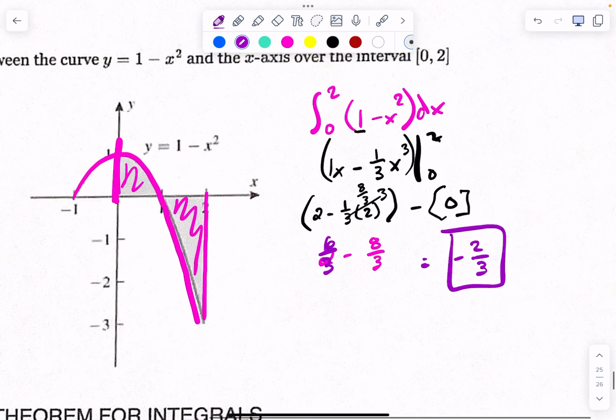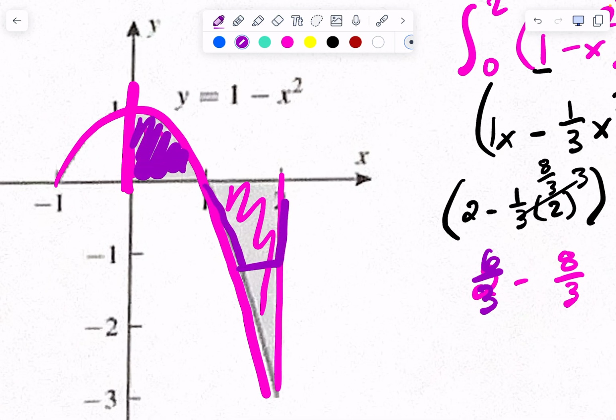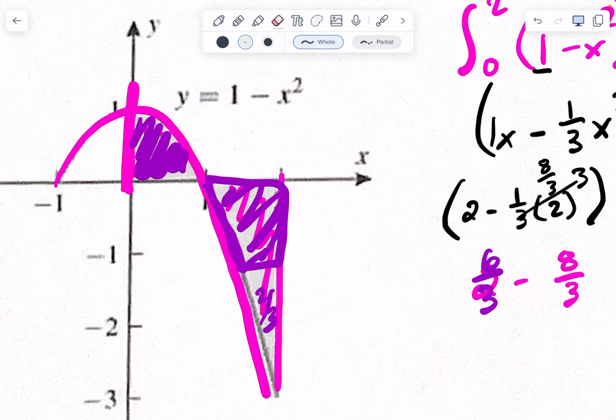Negative 2 over 3. Oh, we have to subtract the 0, so that's not really doing anything. Right. So what they're saying is, if I cancel this out with some of this, maybe that amount would cancel. This is still 2/3 of a unit that we have left over that's negative.